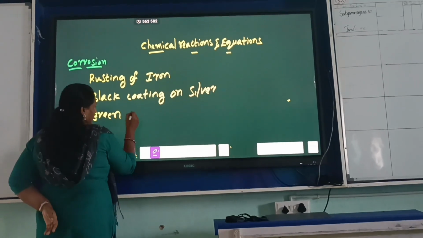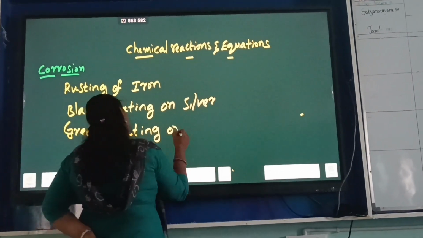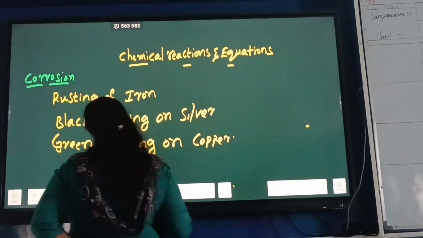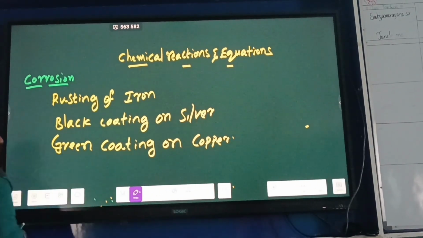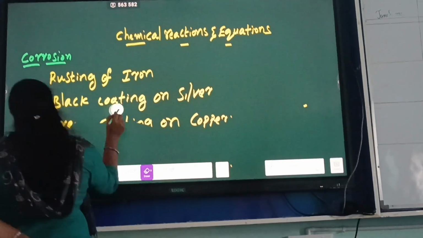Next one, corrosion. What is corrosion? The best example is the rusting of iron articles, that is corrosion. And the black coating on silver, and at the same time the green coating on copper articles.